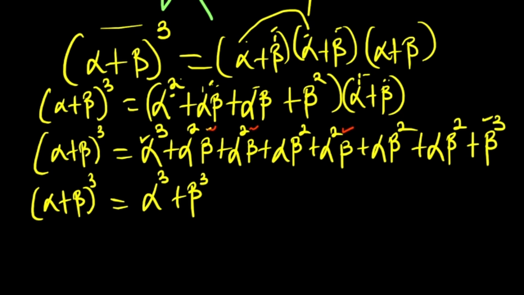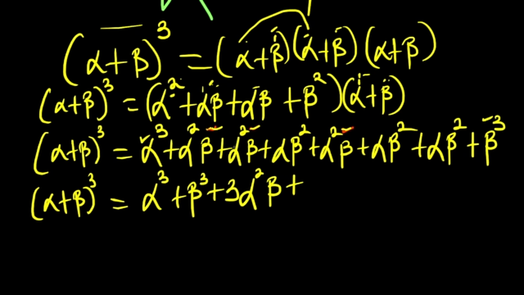So we can write plus 3 alpha squared beta, right? Because we have 3 of our alpha squared beta. This is the first one, this is the second one, and this is the third one, right? So we have 3 alpha squared beta plus, let's now look at the other one.